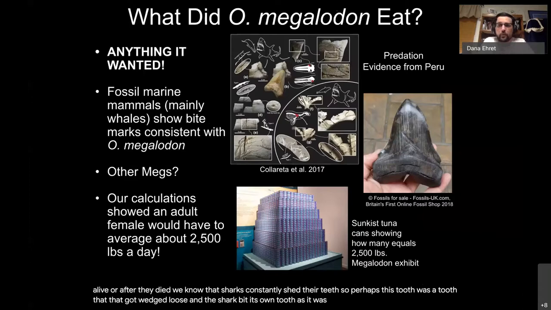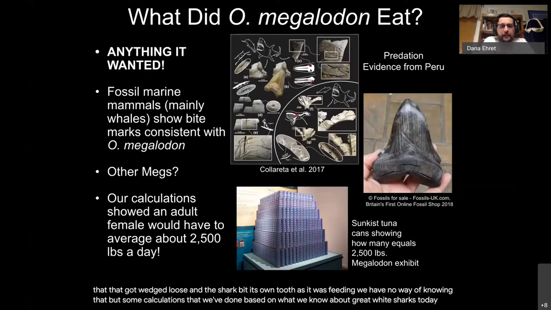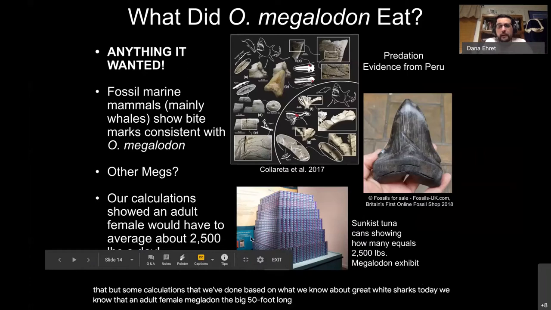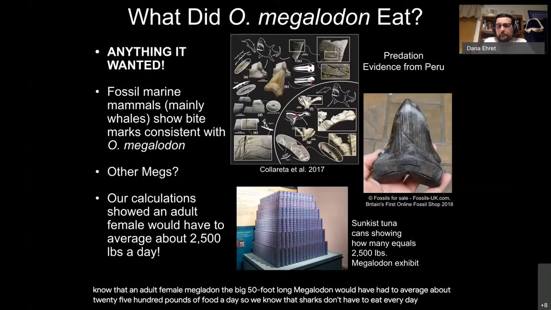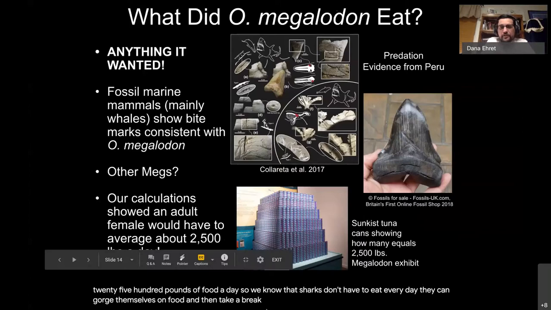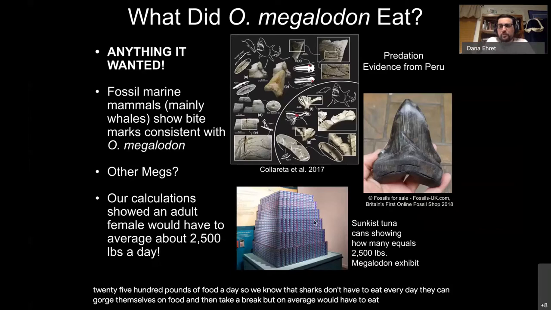But some calculations that we've done, based on what we know about great white sharks today, tell us that an adult female megalodon, the big 50-foot-long megalodon, would have had to average about 2,500 pounds of food a day. So we know that sharks don't have to eat every day. They can gorge themselves on food and take a break. But on average, a female megalodon would have to eat over 2,000 pounds of food a day. And this is a pyramid made of tuna cans to show you how much that would actually have to be.